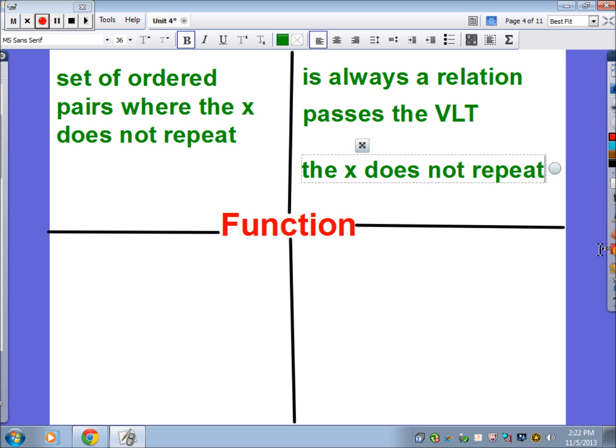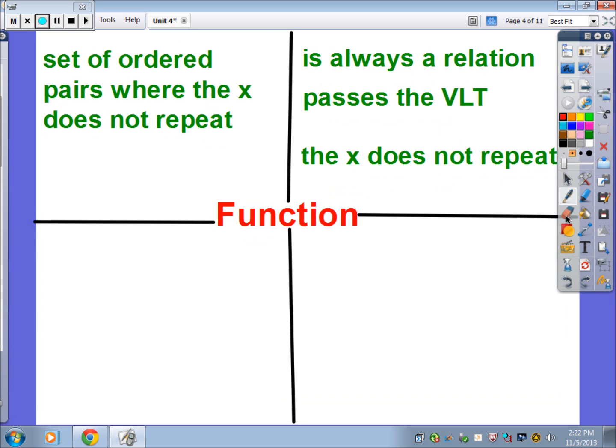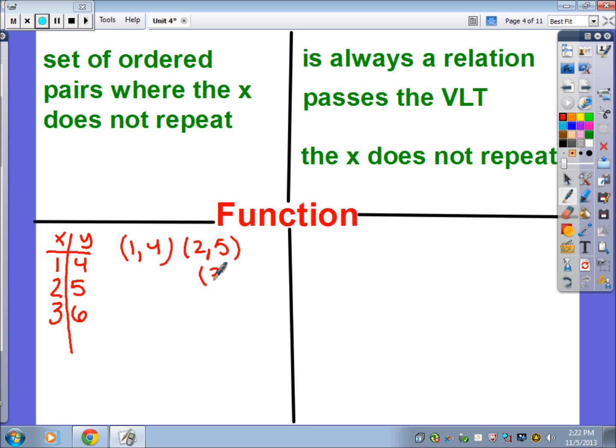So some examples of functions. Examples of functions will look kind of like examples of relations. We can have an XY chart. We can have a set of ordered pairs. We can have a graph. And we can have mapping.